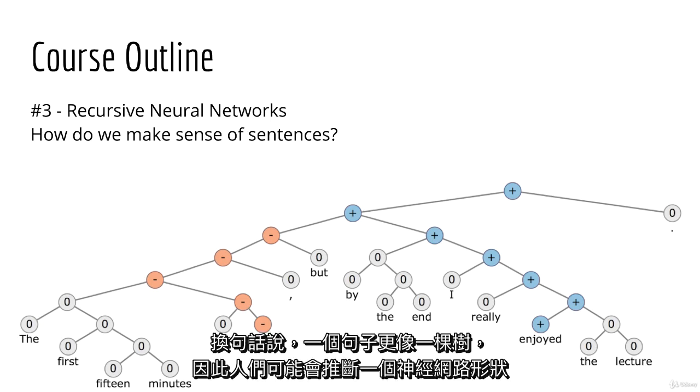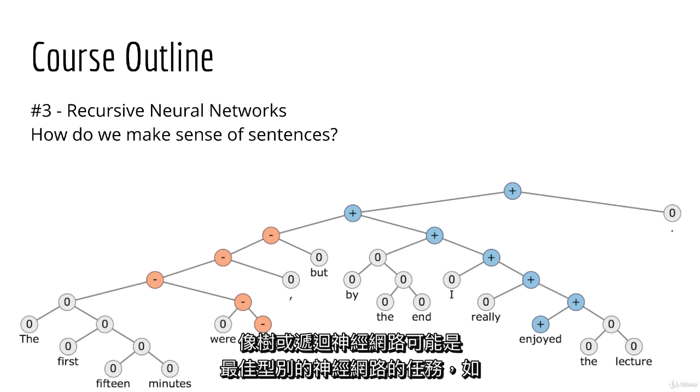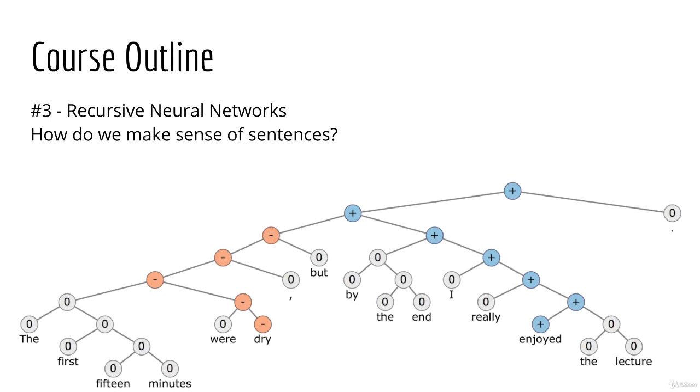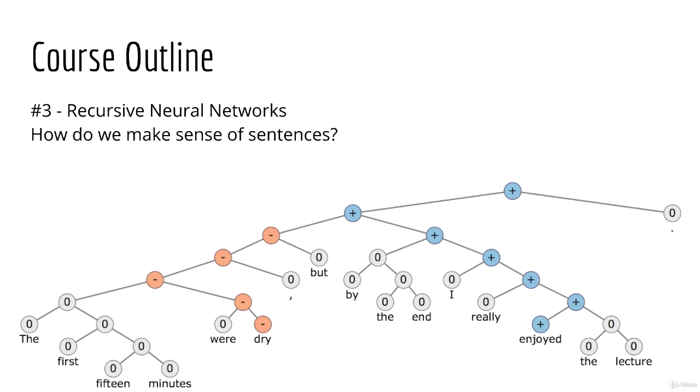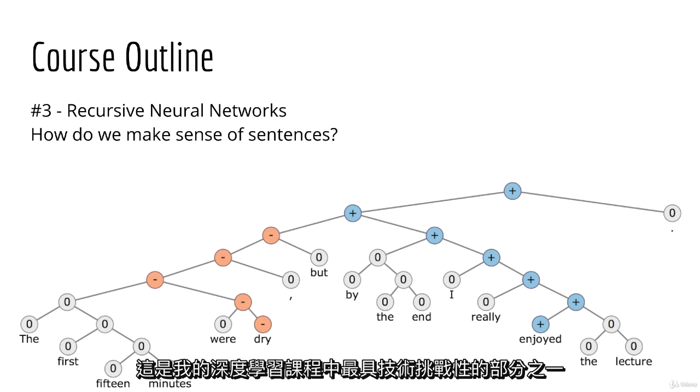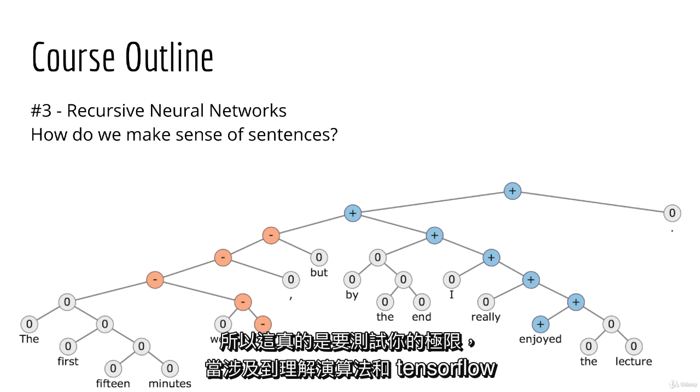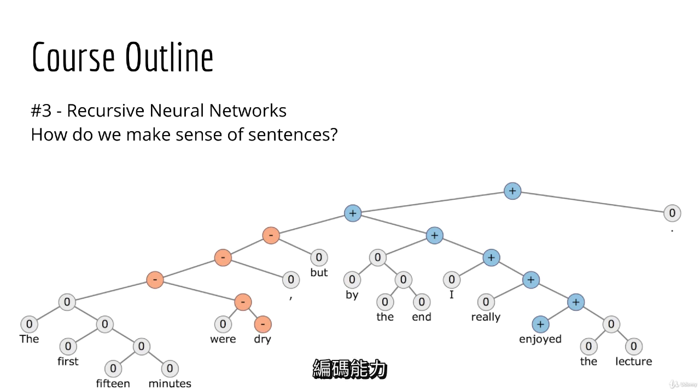In other words, a sentence is more like a tree. And therefore, one might infer a neural network shaped like a tree, or a recursive neural network, might be the best type of neural network for tasks such as text classification. In fact, recursive neural networks have led to state-of-the-art results. This is one of the most technically challenging sections of any of my deep learning courses, so it's really going to test your limits when it comes to understanding algorithms and Theano or TensorFlow coding ability.